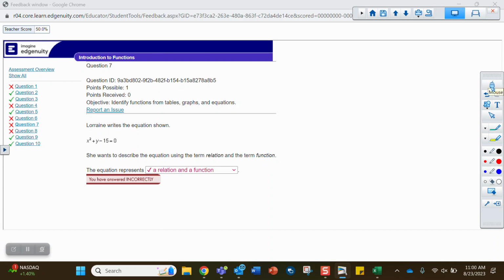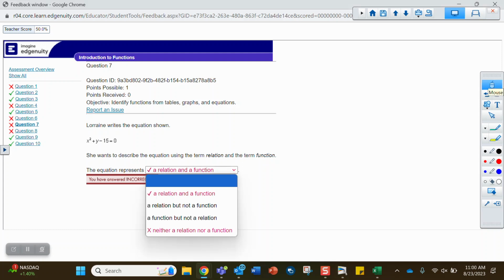I hope I can drop this down. Whoops, there we go. Lonnie writes this equation. She wants to describe the equation using the term relation and the term function. The equation represents a relation and a function, or a relation but not a function.